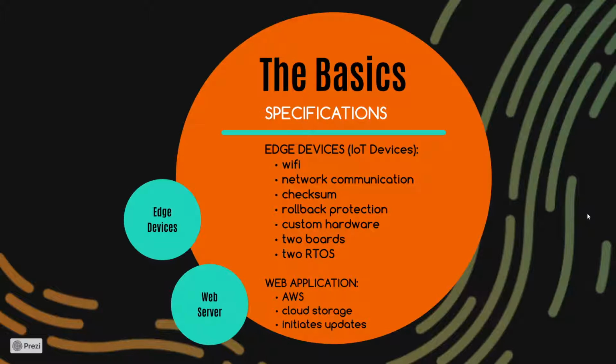Rollback protection is used to boot to the previous working firmware image in the case that a checksum is not passed or an error occurs during the update process. Another major specification for this project was to complete a custom hardware board in order to demonstrate a working over-the-air update. In order to ensure that the functions created for the project were generic, the project was implemented for 2 different boards with different processors and 2 different real-time operating systems, also known as RTOSs, which were FreeRTOS and Zephyr.